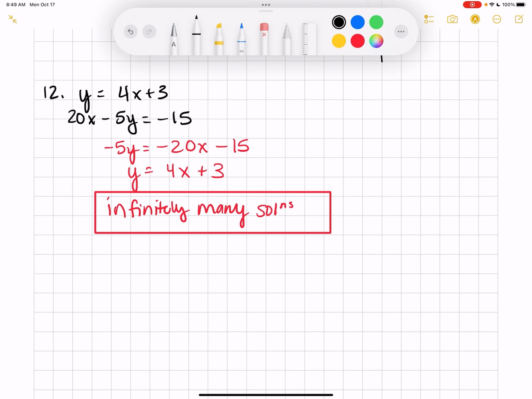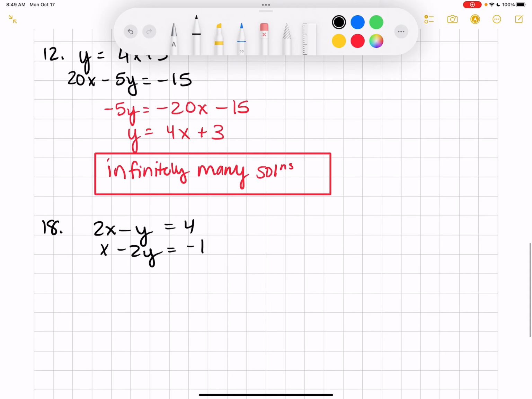So, number 18, we have the line 2x minus y equals 4, and x minus 2y equals negative 1. So we need to get them by themselves. So I'm going to actually pull this top one over here and solve it out on this side, and then I'll just do the other one underneath of it.